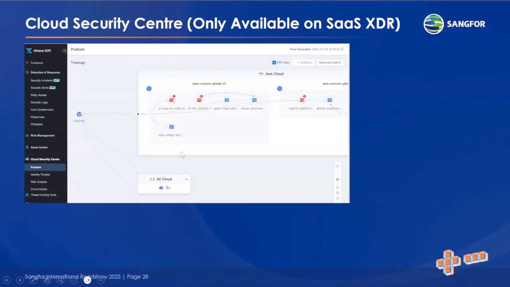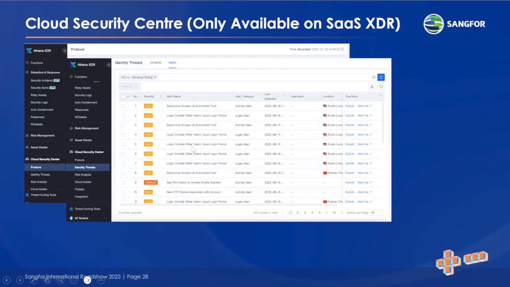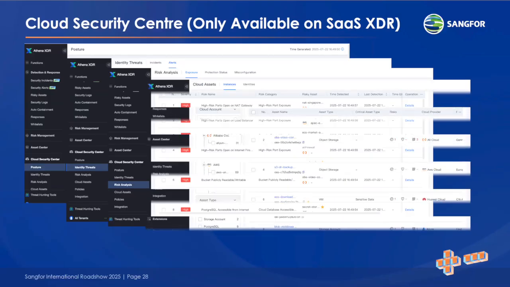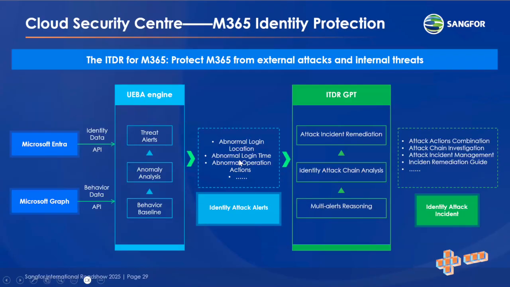There's a poster you can see. There's a cloud architecture, and also there will be a lot of identity threats. So we can collect the identity data and try to analyze which identity is malicious, which identity is not. And also there's a risk analysis, which means if the storage and the data center is misconfigured, we can show it here under the risk analysis. And also the cloud assets: public cloud, private cloud, and also the storage, Postgre, SQL, and NAT gateway. So for all the cloud assets, we will examine the configuration.